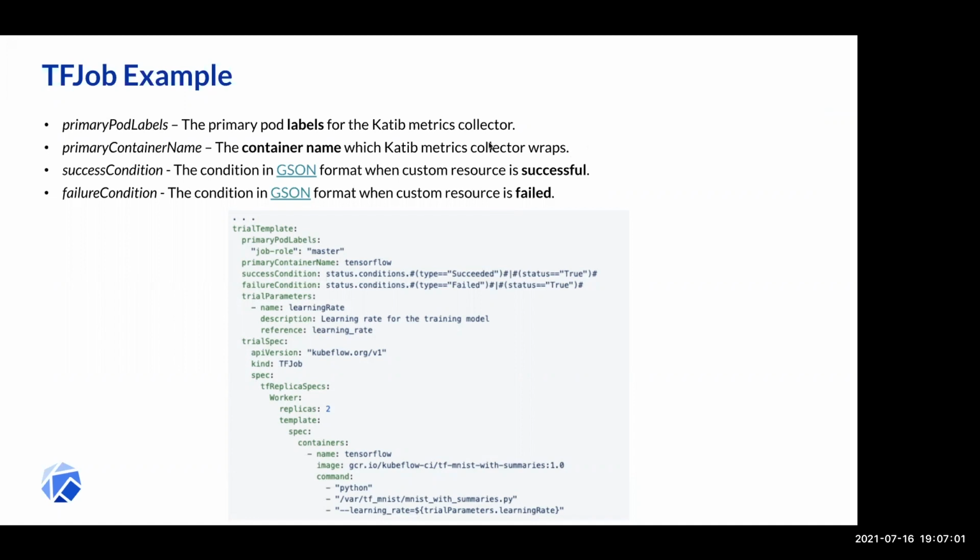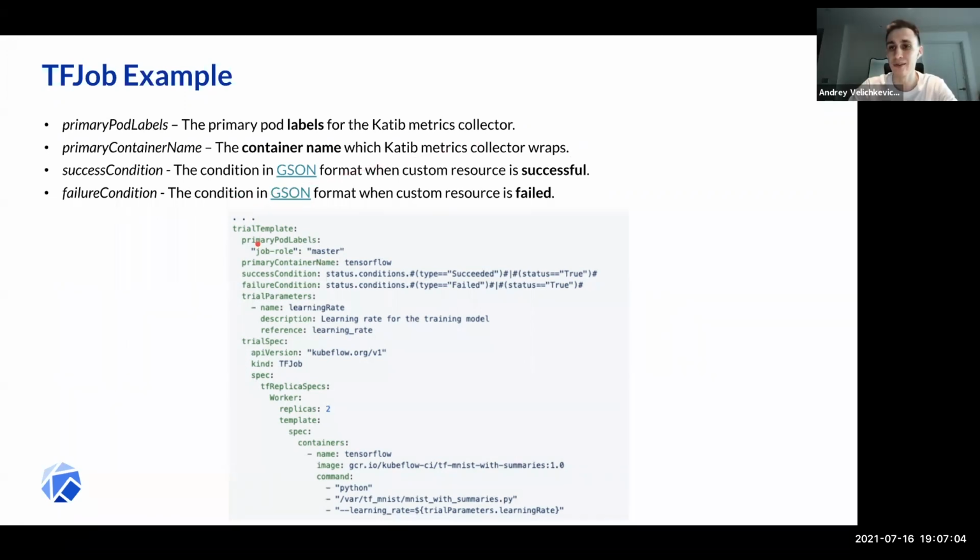Yes, so moving forward to how to actually use the custom trial template in your Katib experiment YAML. There are 4 parameters that you need to set up, the first one being primary pod labels. Why do we need to set up these parameters? Because the metrics collector needs to know which pod needs to be injected and which container needs to be wrapped. The metrics collector uses some internal functionalities to collect the metrics from the training code, so we need to provide these parameters to our controller.